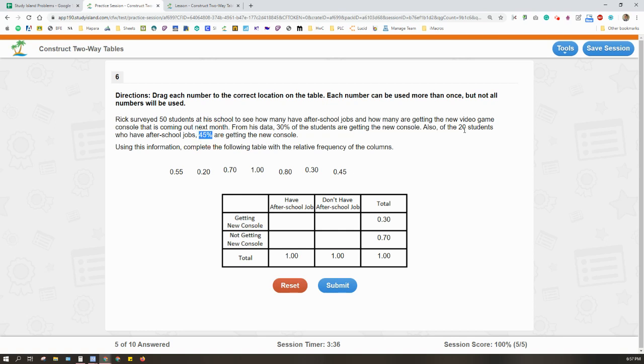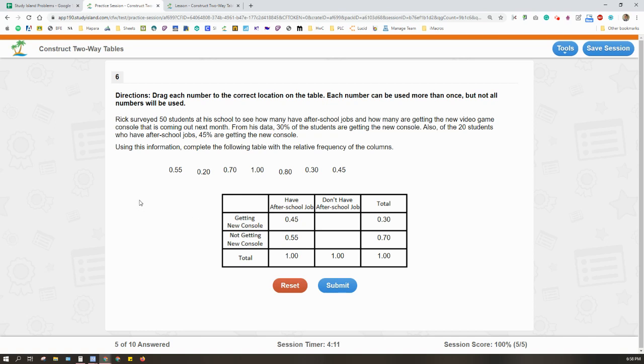45% of those 20 kids are getting the new console. So let's find the section where it says have after school jobs. That's this column right here, the have after school job column. There are 20 kids that are going to fit in this column. 45% of them are getting the new console. So we take our 45%, have after school jobs, getting the new console, and we drop it in. So if 45% of them are getting the new console, that means 55% of them are not.